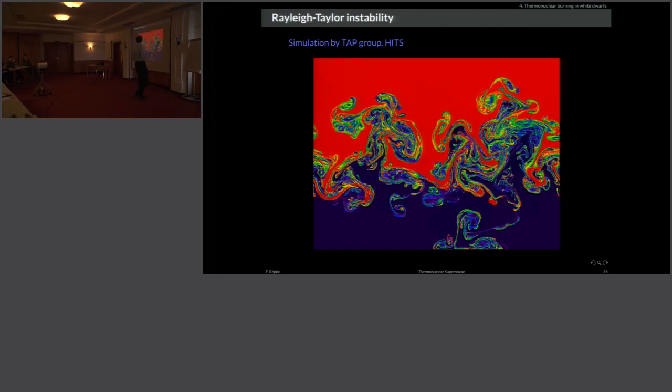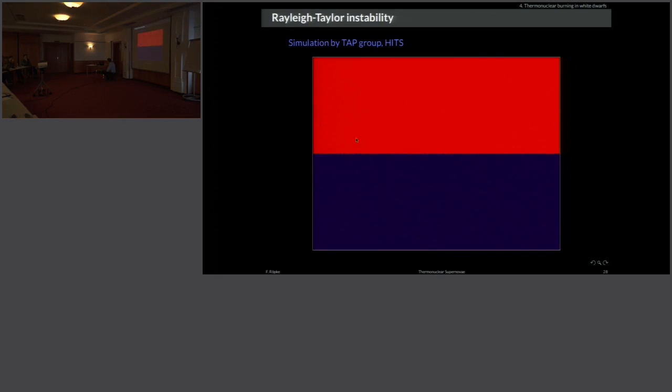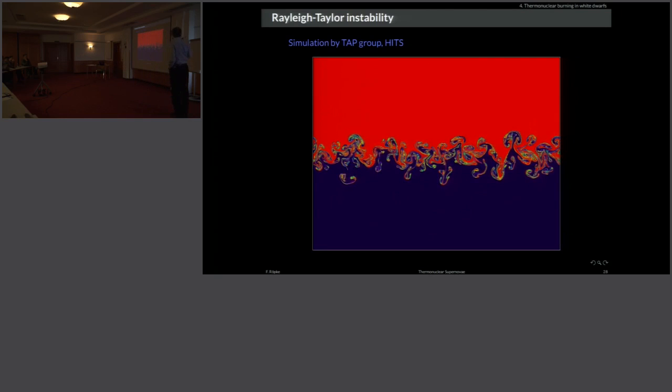So let's start out with the Rayleigh-Taylor instability. So this here is supposed to be a movie, and I'll see whether I get this started. Yes. Okay, so this is a simulation by Volker Springel's group at the Heidelberg Institute for Theoretical Studies.